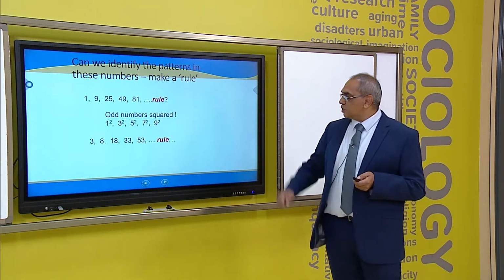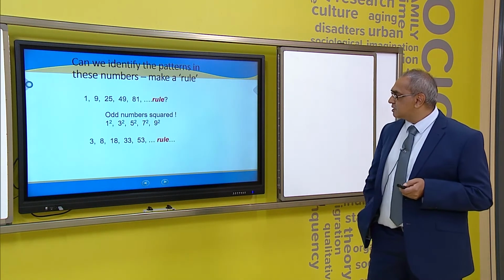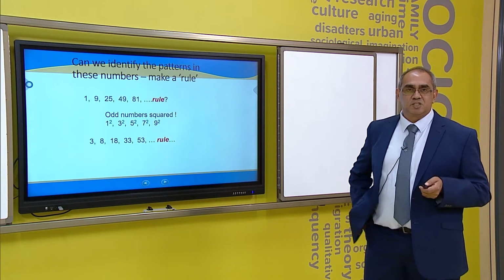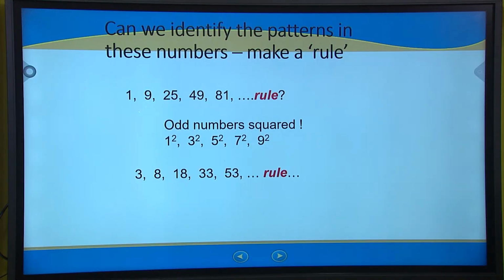Okay, the second one: 3, 8, 18, 33, 53. That doesn't look like there's any pattern happening there. So we try to discover what is the pattern. So let's start with trying something. From 3 to 8, I add 5. That sounds right. 8 to 18, I'm adding 10. 18 to 33, I'm adding 15. Then I'm adding 20. So what kind of rule can I make about this number?